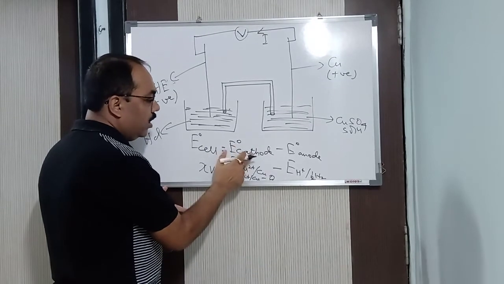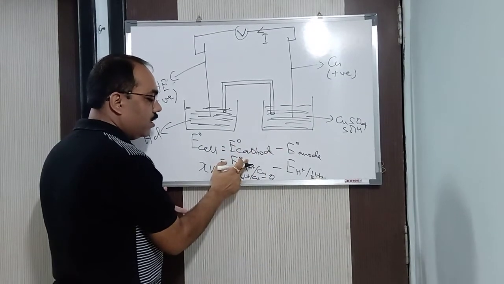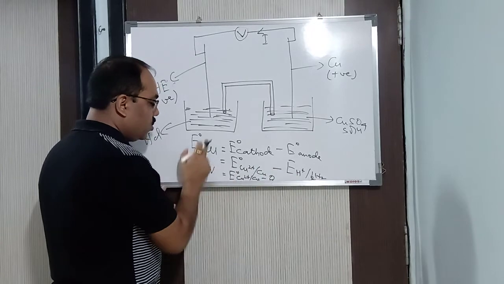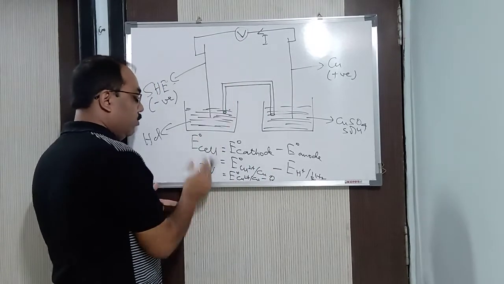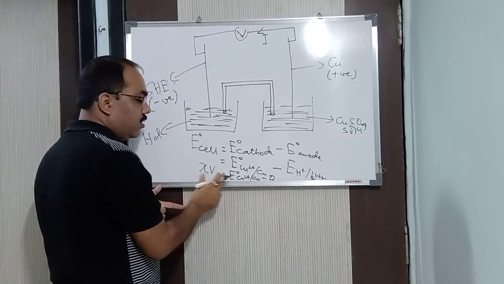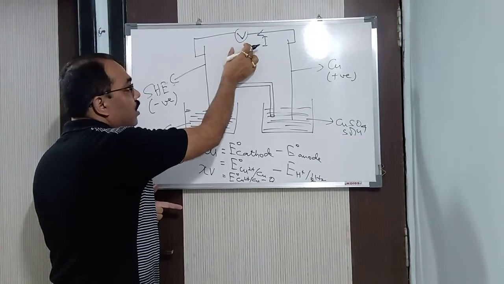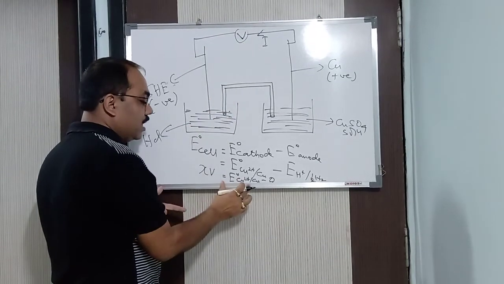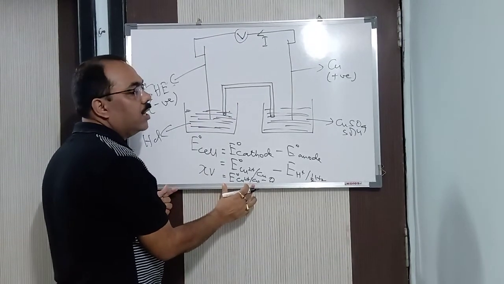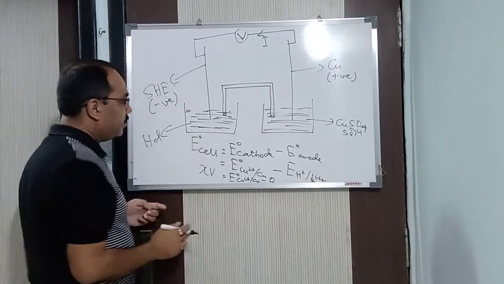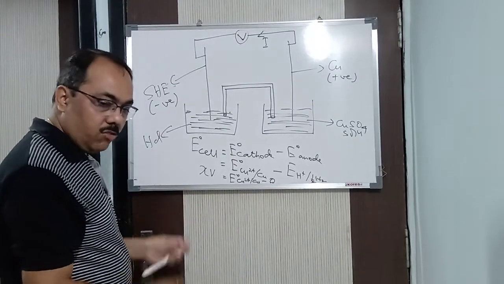Put the value here, E0 cathode minus E0 anode. Which is cathode? Cathode is copper, anode is hydrogen. So what is the E0 cell? We got it from here. You put the value here, whatever value you get. So whatever value is shown in the voltmeter is nothing but the electrode potential of copper. Done? Understood how to find it out?